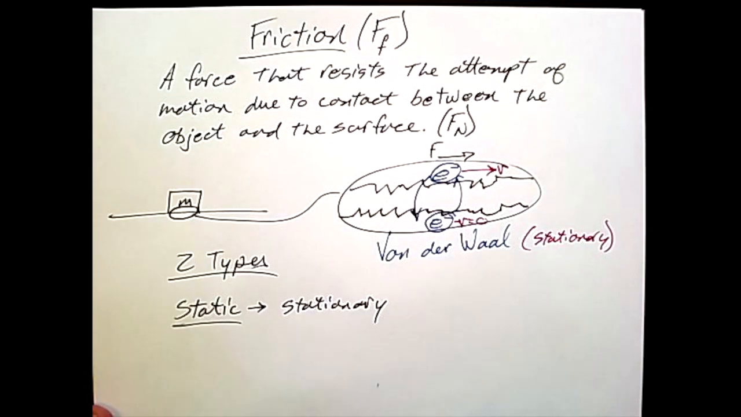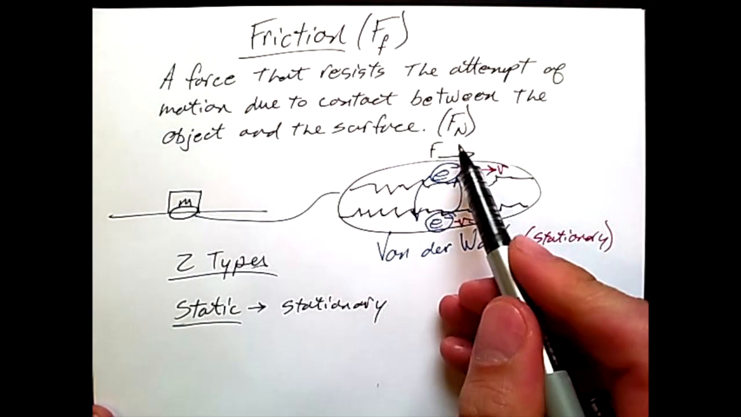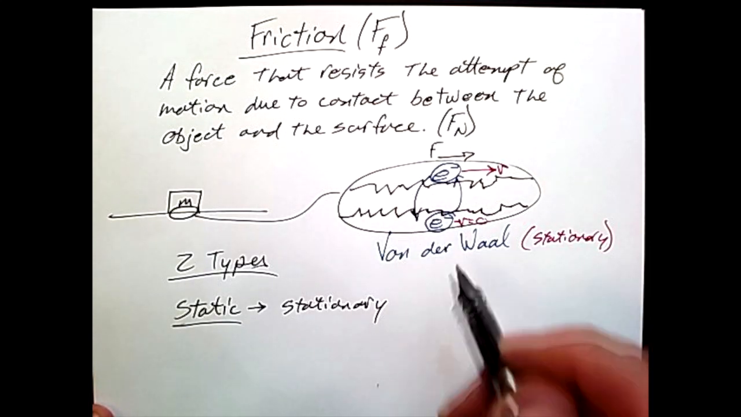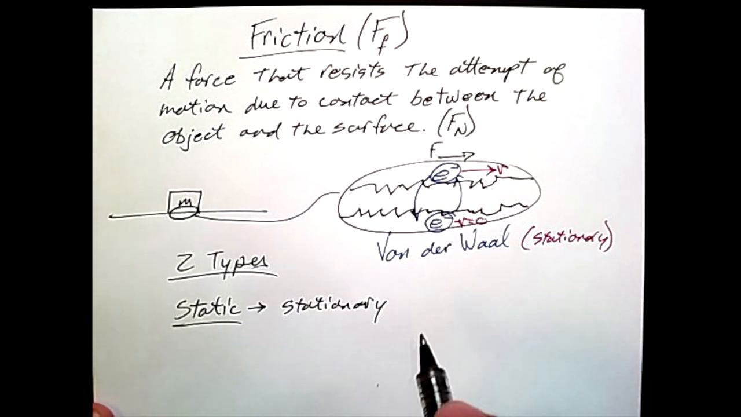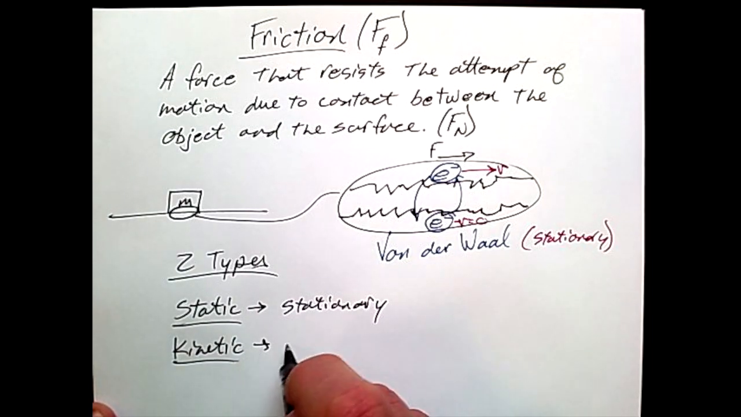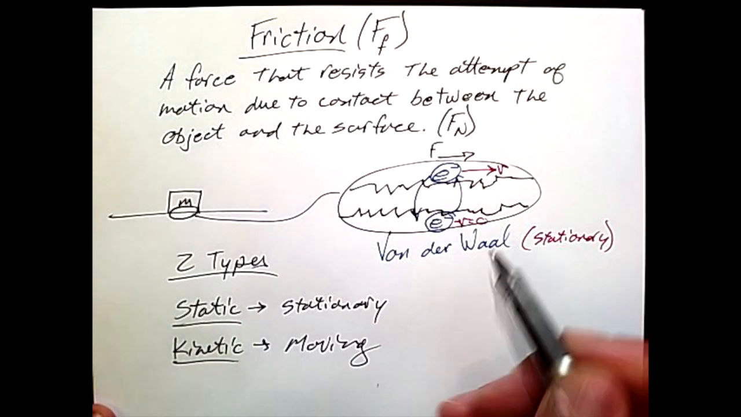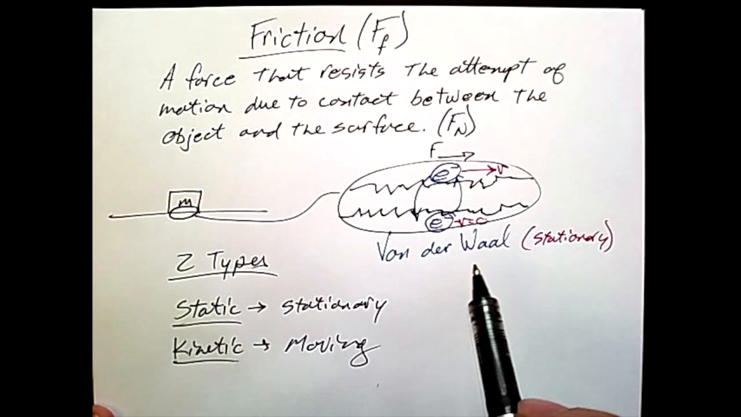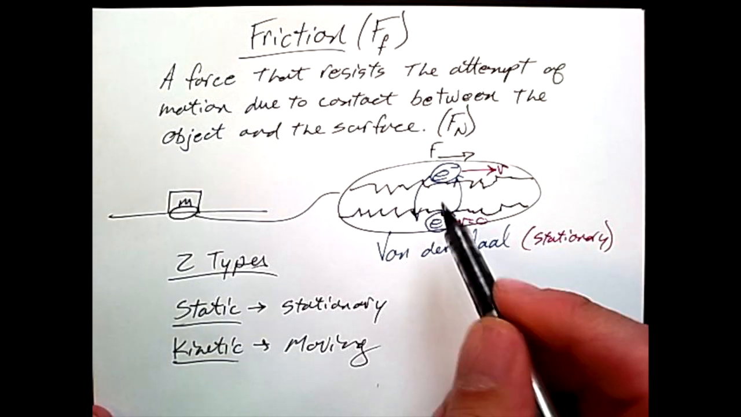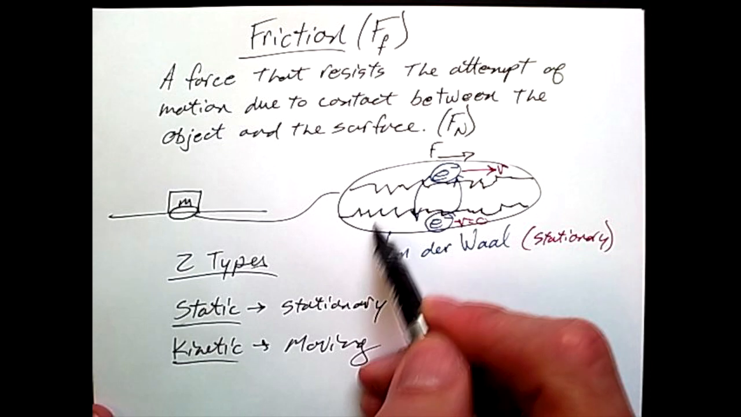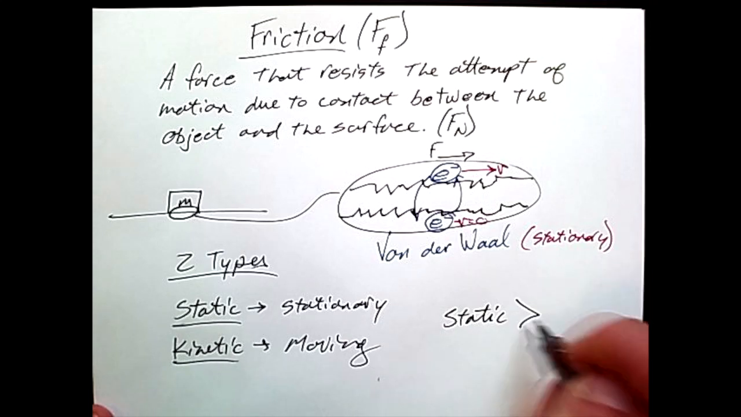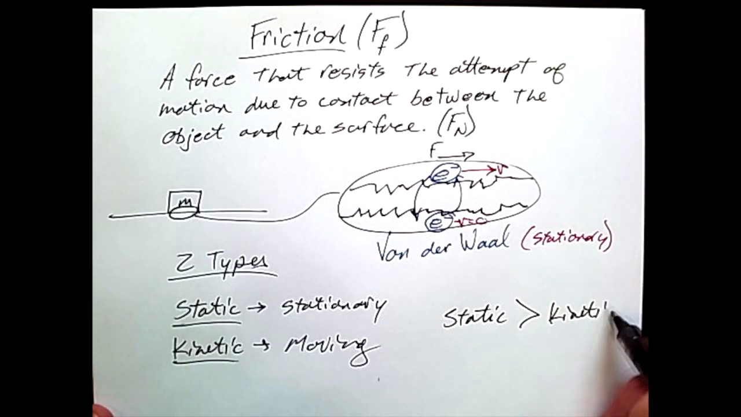And so the action of pushing on it is being resisted by the interlocking of the irregularities of the surface and the van der Waals forces adding together to resist the motion. Whereas in kinetic, this is while the objects are moving relative to one another. Either the ground is moving this way, or the object is moving that way, or both. In that sense, the van der Waals forces are not a prominent factor in the analysis of friction and just the irregularities of the surface. And so the static is always greater than the kinetic in terms of friction.